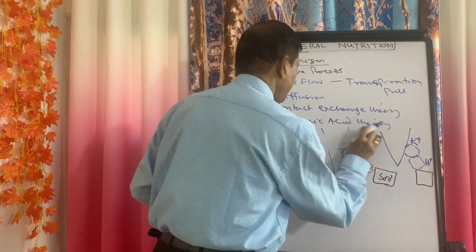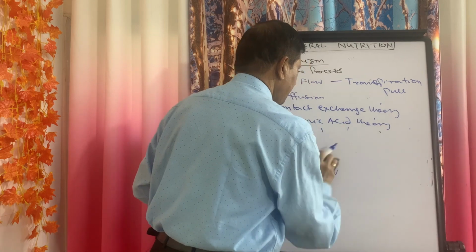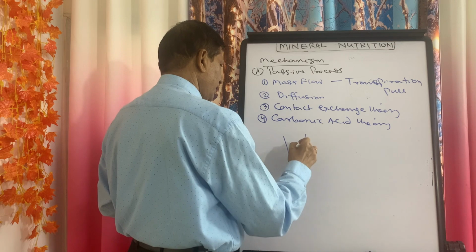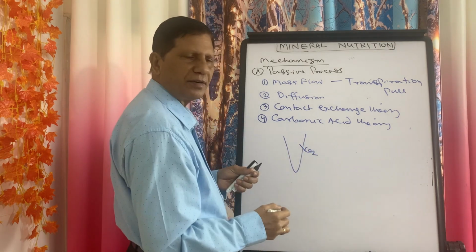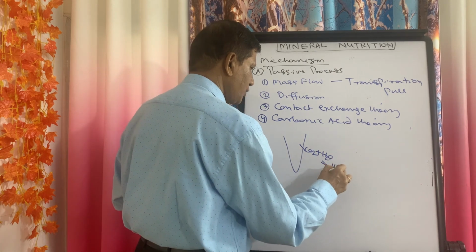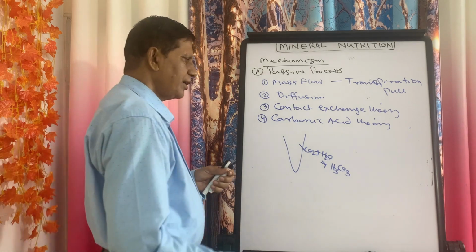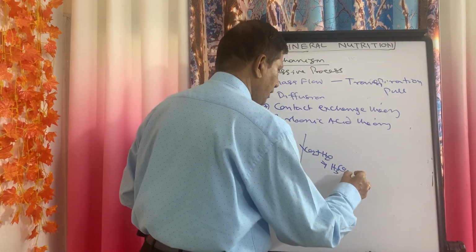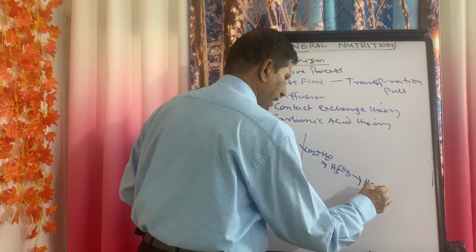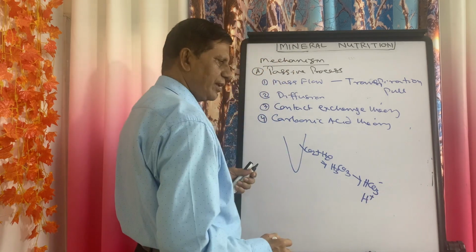So here also what happens, the carbon dioxide which is liberated from the roots during respiration. Now the carbon dioxide is liberated. The carbon dioxide combines with water and it gives rise to carbonic acid. This carbonic acid dissociates into the bicarbonate ion and also H plus ion.